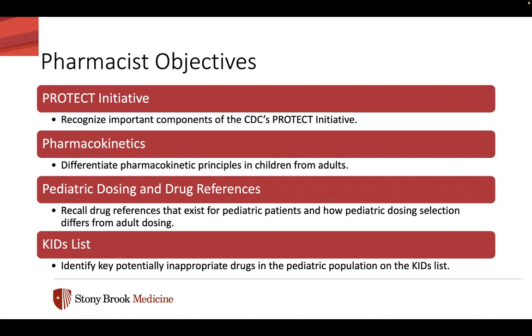For our objectives for our pharmacists, we're going to be talking about important components of the CDC's PROTECT initiative. We're going to discuss pharmacokinetic principles and how they differ between children and adults, and pediatric dosing and drug references. We're also going to talk about the KIDs List, which is key potentially inappropriate drugs in the pediatric population, and talk about some drugs that are on this list.